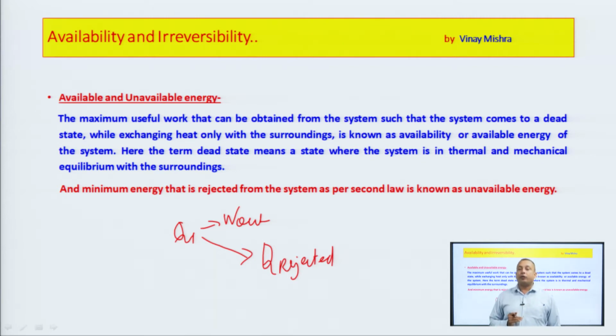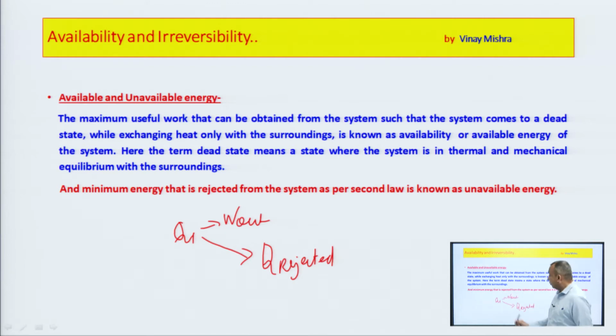We are not having an energy crisis. We have a sufficient amount of energy resources with us, but the problem is associated with the utilization, the useful extraction of work from that available energy. So, definitely we can say that if we talk about the energy crisis, we are considering the available part of energy, not the unavailable part of energy.